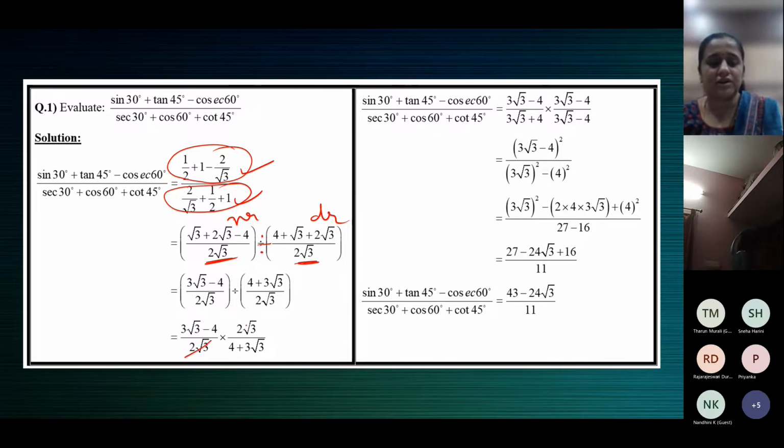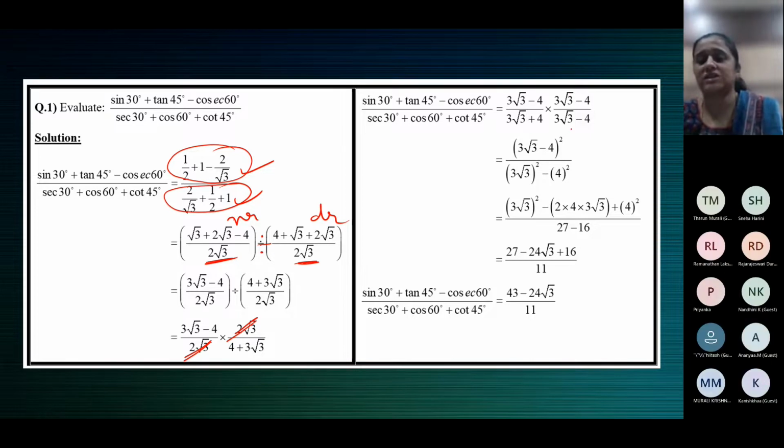See, children, 2 root 3 and 2 root 3 gets cancelled. So this is the answer. This is the answer: 3 root 3 minus 4 by 3 root 3 plus 4. But you see that in the answer, the denominator is irrational.